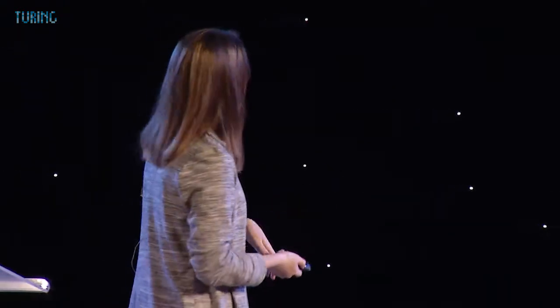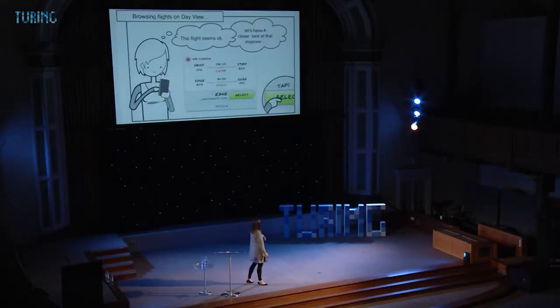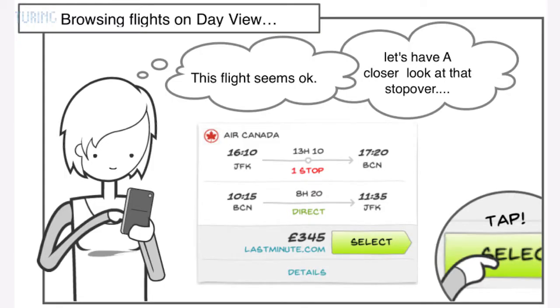So we'd identified those 2 problems, and then we ran a test to try and fix it. So here we are again, and I'll show you the new layout that we tried. So same user finds a flight that they like, and this time when they hit the select button, we change the layout.